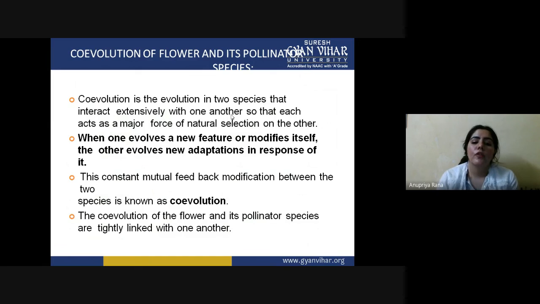So the co-evolution of flower and its pollinator species are tightly linked with one another. Obviously, the co-evolution inside a flower, which was shaped by some pollinators, means they have to be tightly linked with each other.